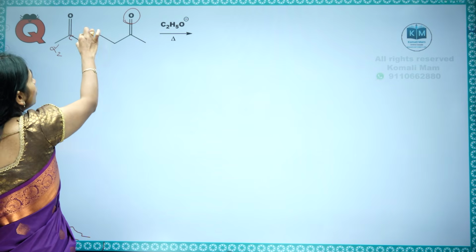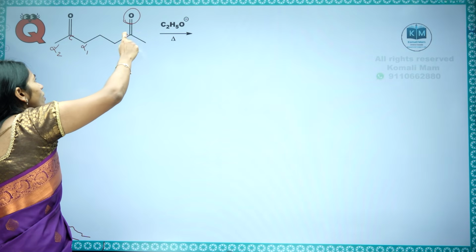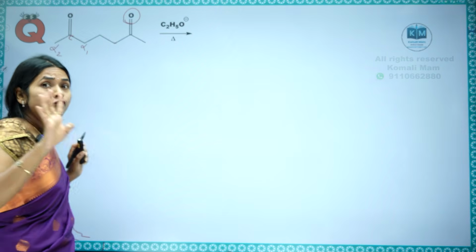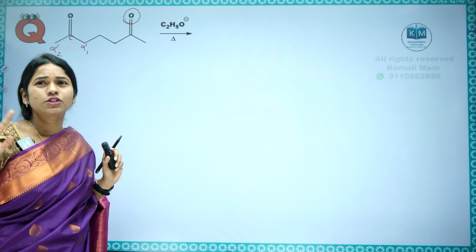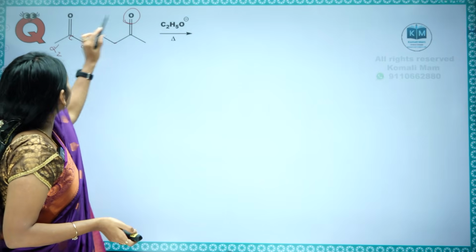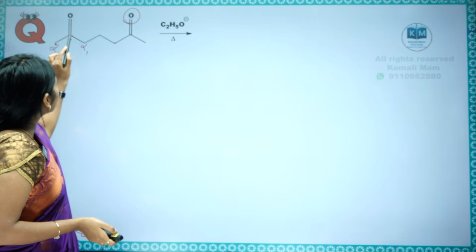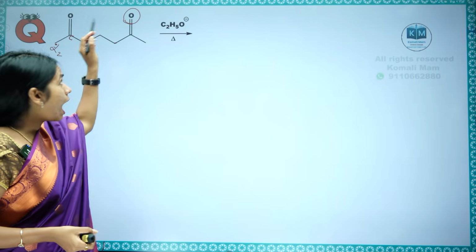If you remove two hydrogens and one oxygen, what is the connectivity, students? Tell me. 1, 2, 3, 4. So a 4-membered ring will form. It's not stable. Try to make a 6-membered ring. How? If you remove this oxygen and this side hydrogen, 1, 2, 3, 4, 5, 6. So a 6-membered ring. How? Let us see.